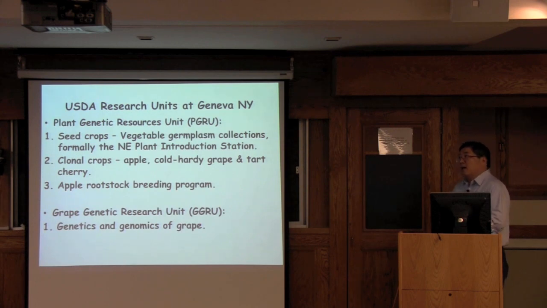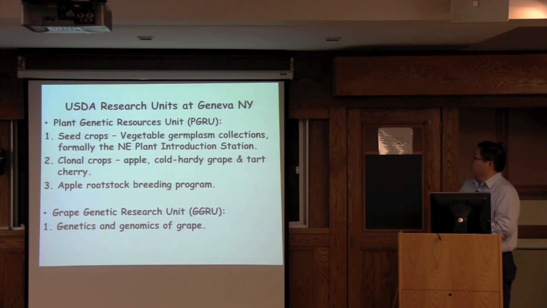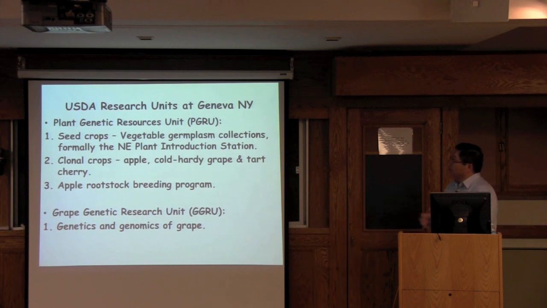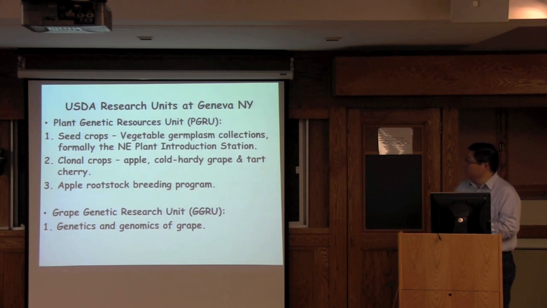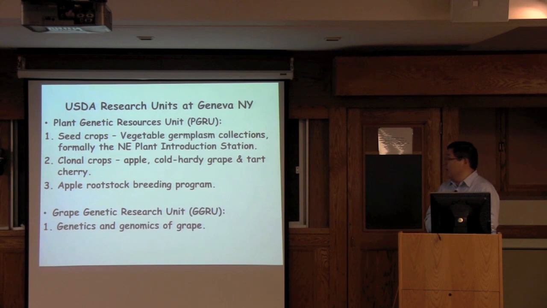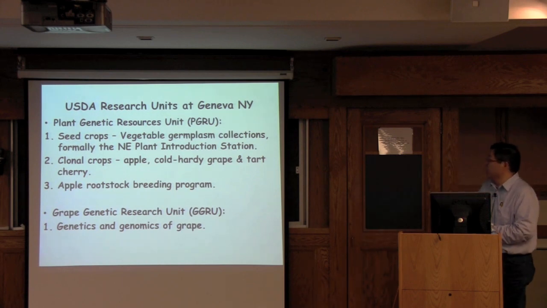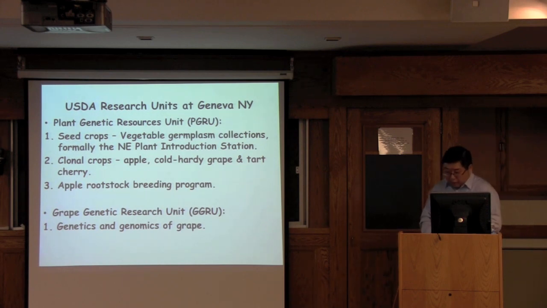In the USDA, our research is divided into different units. We have two units at Geneva. The first one is the Plant Genetic Resources Unit. Under that, we have three different project plans. The first one is the seed crops, or the vegetable crops. The second one is the clonal crops: apple, cold hardy grape, and tart cherry. The third is the apple rootstock breeding program, led by Gennaro Fazio. Then the other research unit is the Grape Genetics Research Unit, the GGRU. They are working on grape genetics and also genomics of grape.